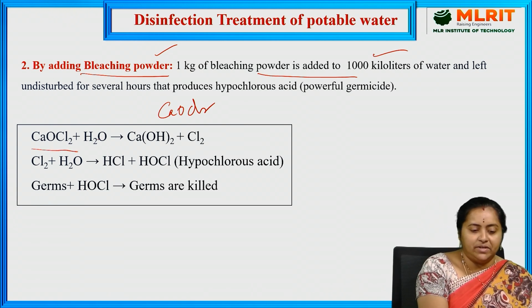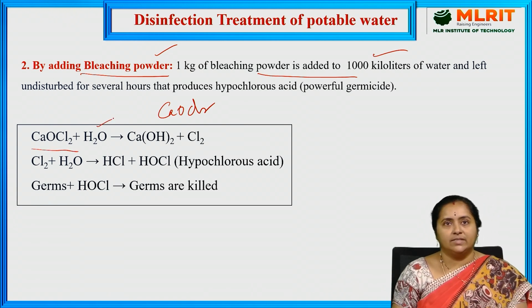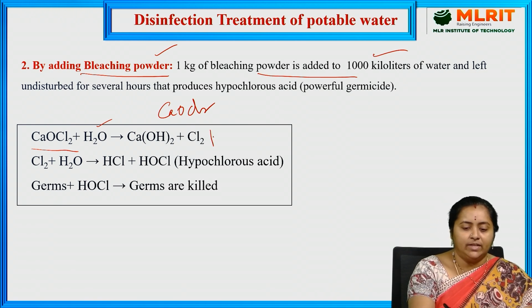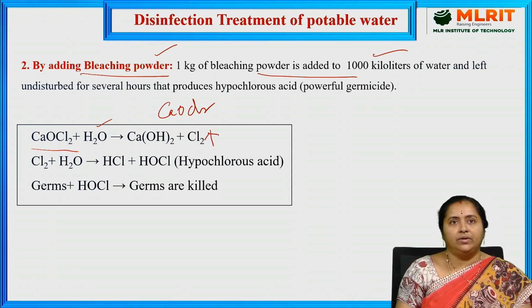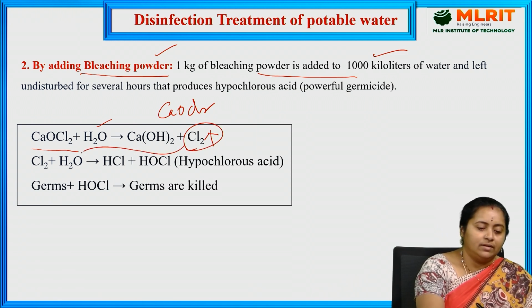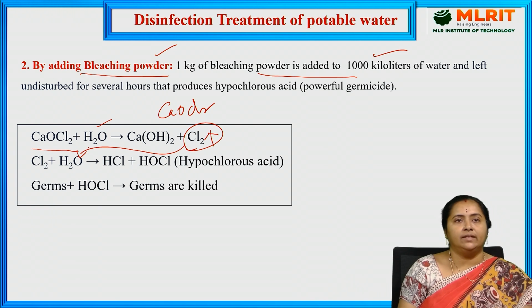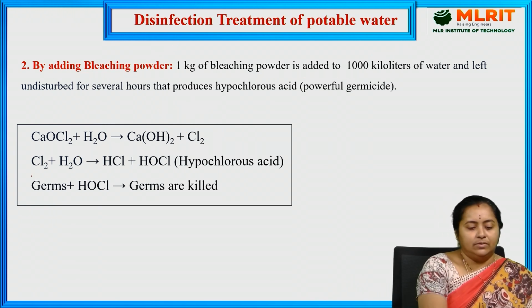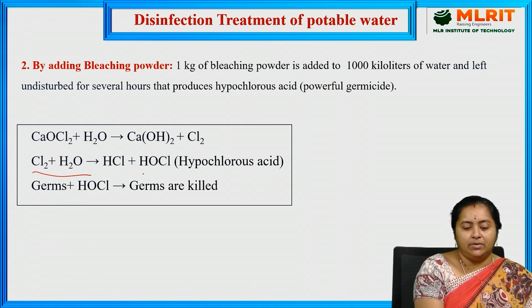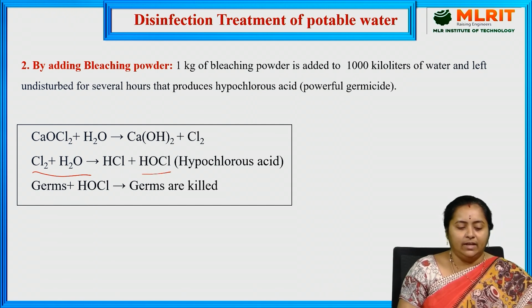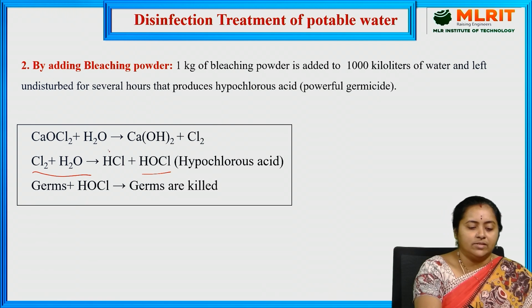When bleaching powder is mixed with water and kept undisturbed for several hours, what will happen? It is able to release chlorine gas along with calcium hydroxide. This chlorine gas which was produced will combine with the water molecules present in the water sample. As a result, it produces HOCl, that is called hypochlorous acid, and along with that HCl will also be obtained.